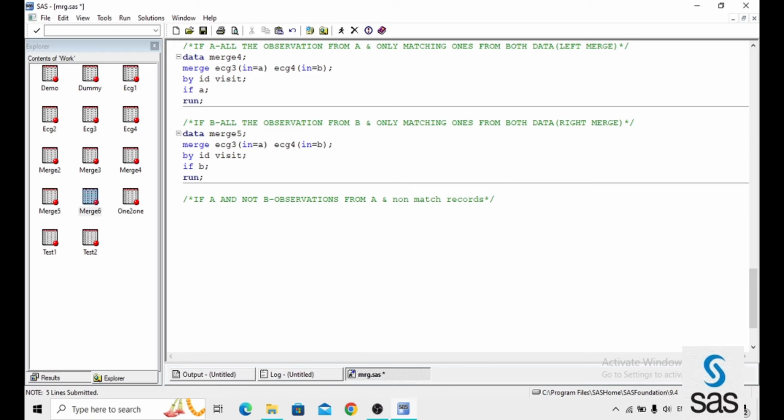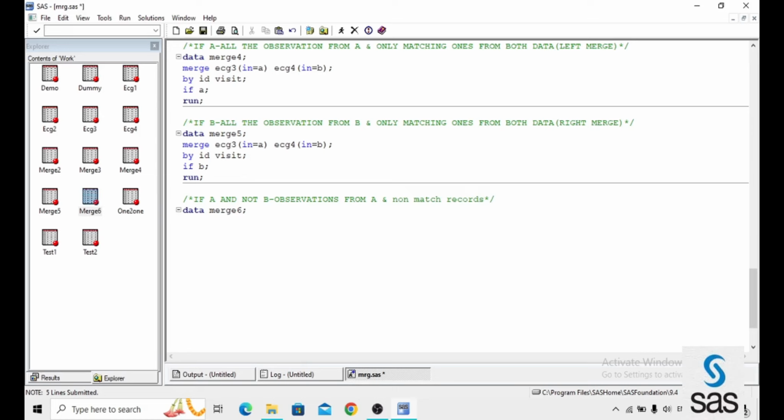Here is a very little bit of a trick. Observe clearly. We are getting only observations from A. What type of observation? Those that are non-matching records to B. Okay, I'm explaining with the code.